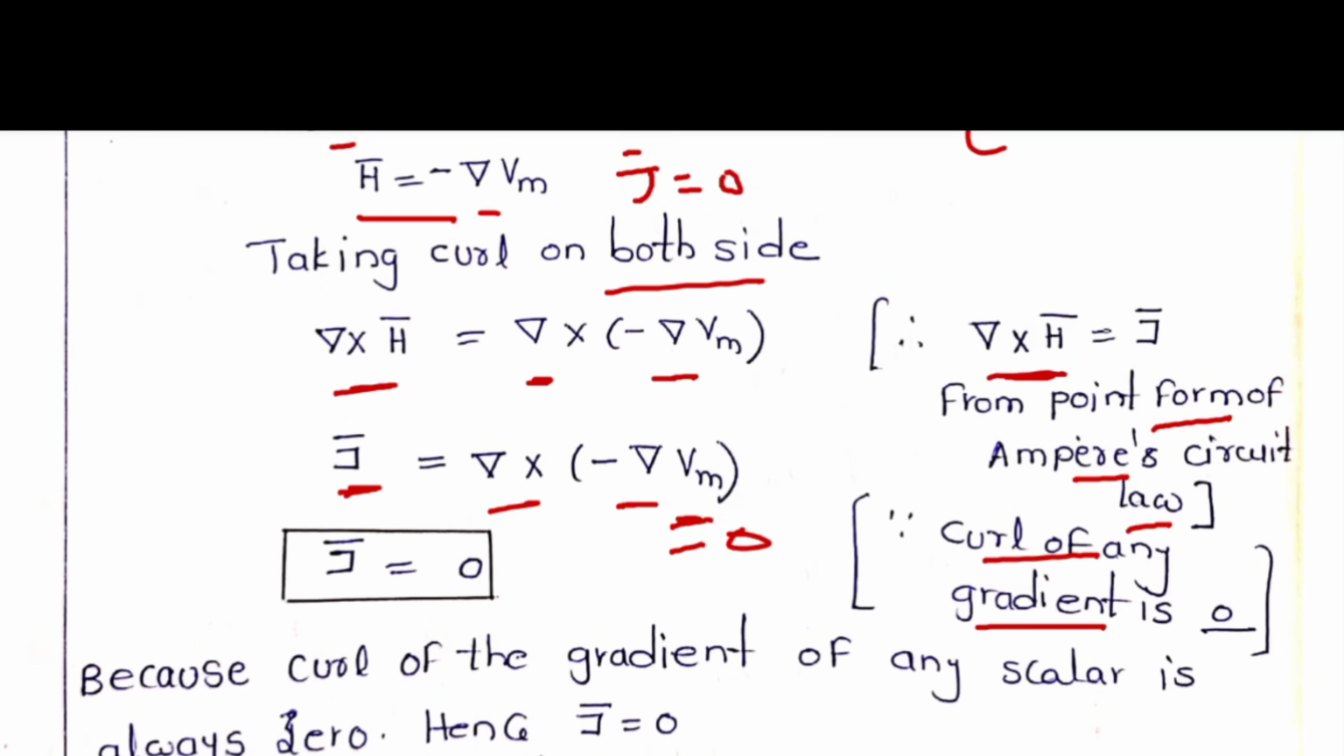When the current density J bar is 0, there we can calculate the scalar magnetic potential. The scalar magnetic potential is defined for a source free region where J bar, the current density, is 0. Therefore H bar equals minus del Vm, which we obtained. Do you understand this? Because the curl of the gradient of any scalar is 0, J bar equals 0. We have to remember that the scalar magnetic potential exists only when the current density equals 0.